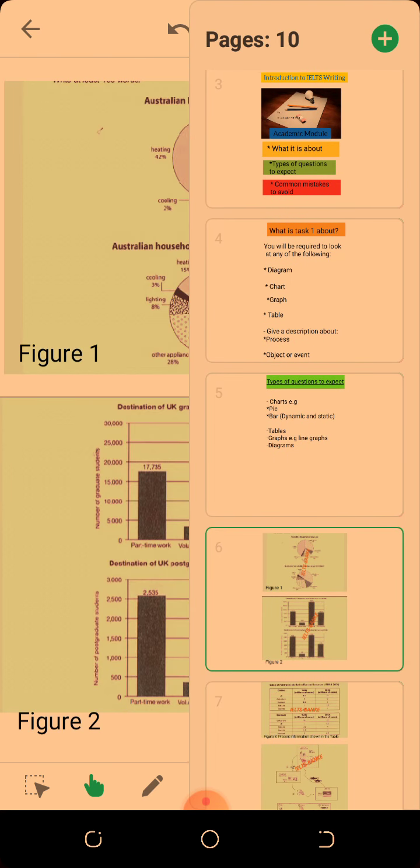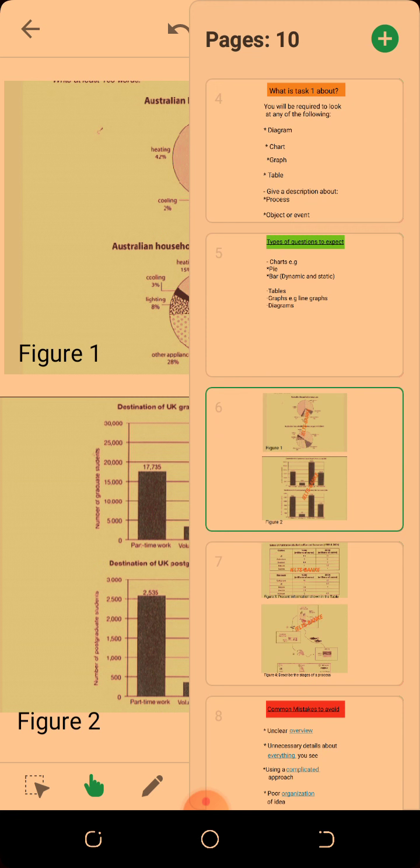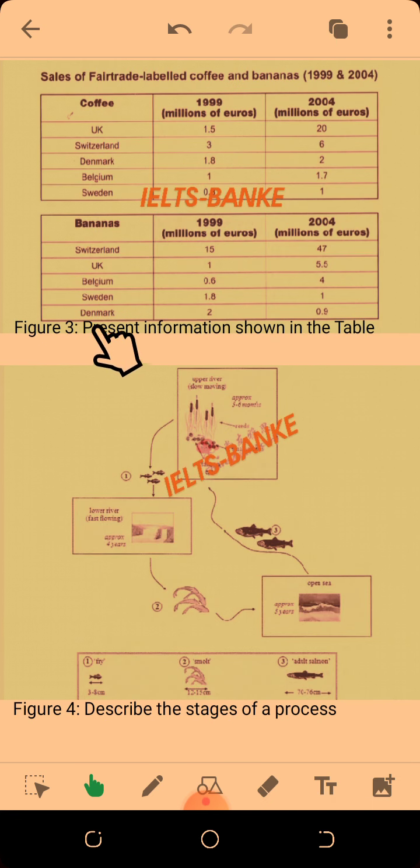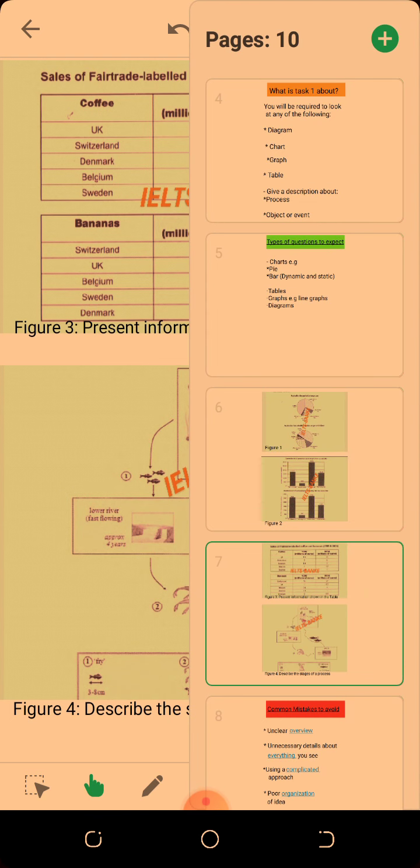Here is an example of a pie chart in figure 1. This is an example of a pie chart. This is an example of a bar chart in figure 2. This is an example of a table, and this is an example of a process question that you'll be required to describe the stages of a process.